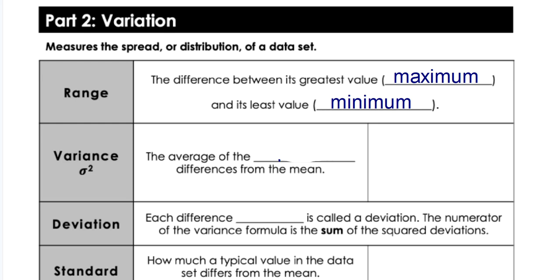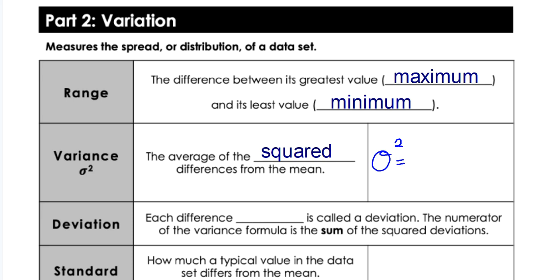Then we have something called the variance. The variance is the average of the squared differences from the mean. We have a formula for that we're going to write in here. In that formula, we use the Greek letter sigma. We say sigma squared because it's the average of the squared differences.